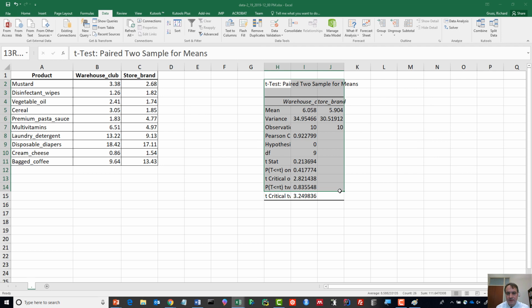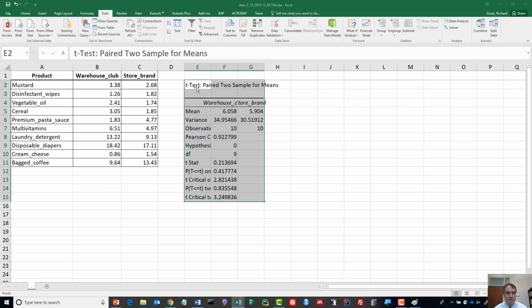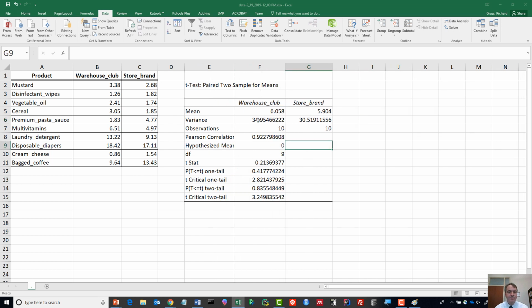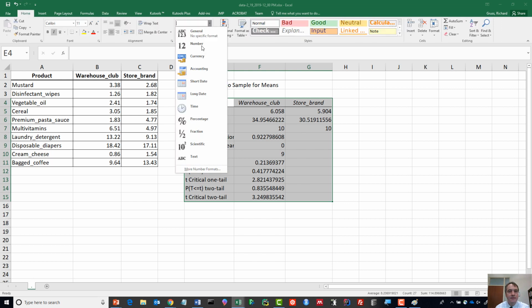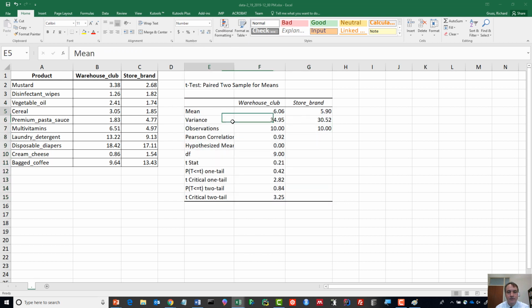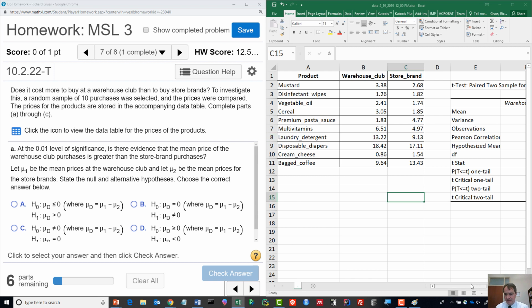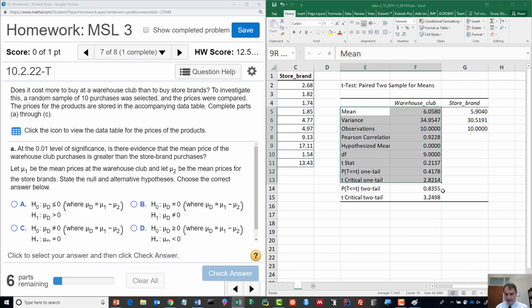All right, let me move it over a little bit. Okay, so this is the output of Excel's paired sample t-test. Let's wipe out a few of these decimal places. We might need a few more decimal places. All right, now that we've run the test, we need to go back and see what this output is telling us.